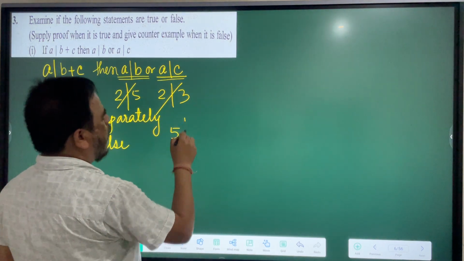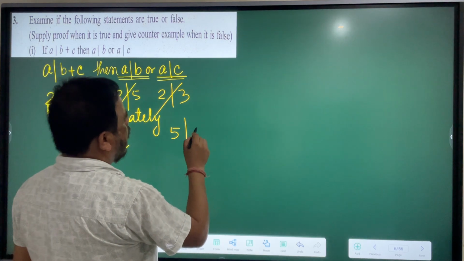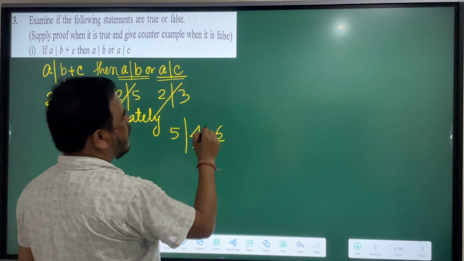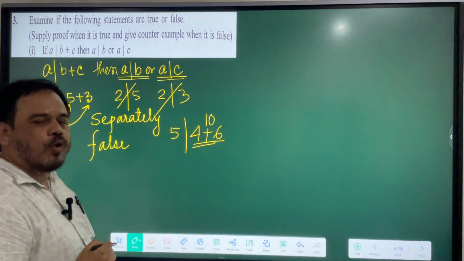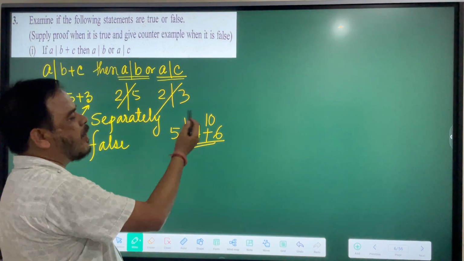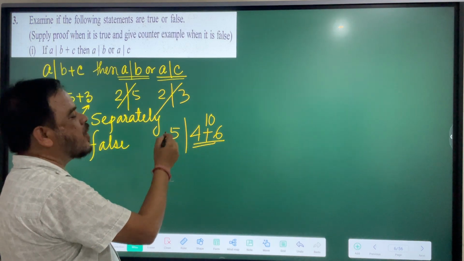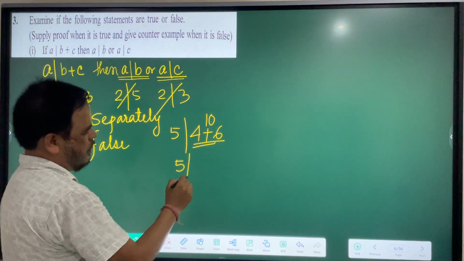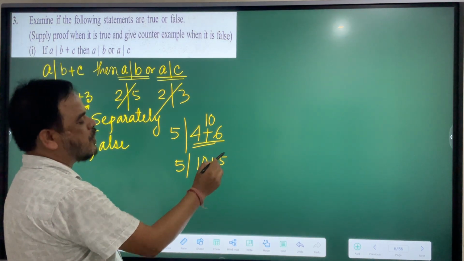Look here. 5 divides 4 plus 6. 4 plus 6 is 10. Surely 5 divides 10. 5 twos are 10. But 5 doesn't divide 4. 5 doesn't divide 6. So in some cases it may be 5 divides 10 plus 5, 15.